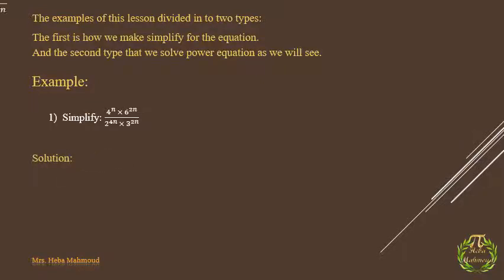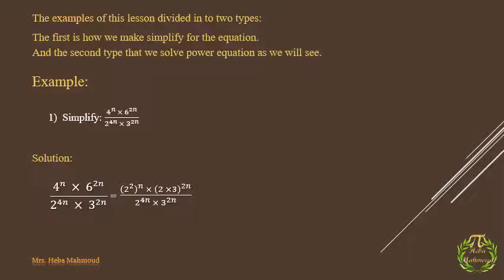Solution. First, we know that 4 will be 2 power 2. So we remove 4 and put 2 power 2 all power n. Times, we know that 6 is 2 times 3. So we will write 2 times 3 all power 2n. Now we can use the rules of the power. The denominator here, we'll write it the same, because the 2 will be 2 and the 3 will be 3, the same. They are prime numbers. We can't make a factorization for them.